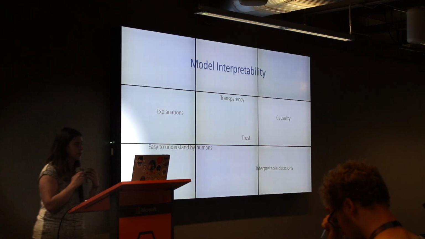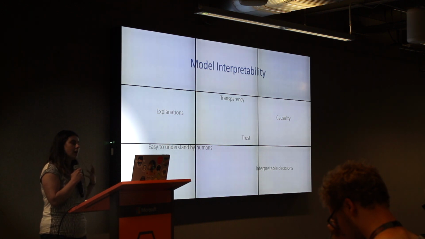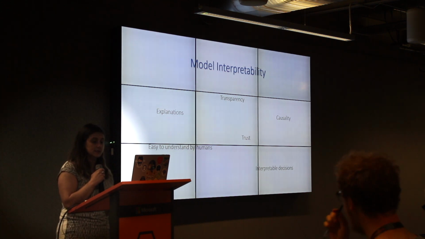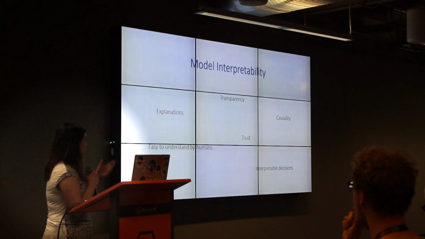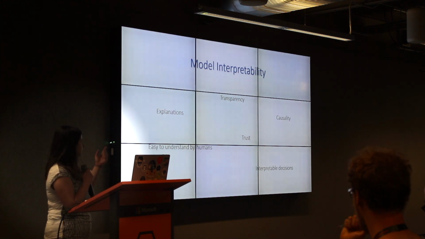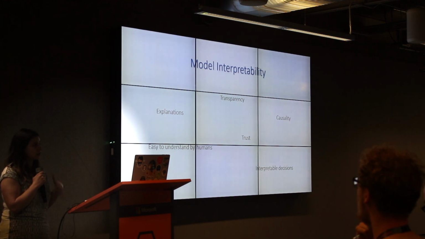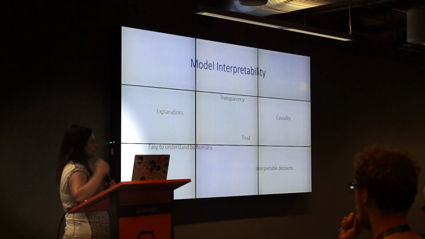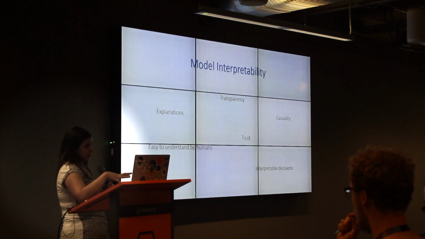Transparency, so knowing how the models that we deploy out in the world operate in unforeseen circumstances, is very, very important. Causality, again, is very important, and it's something that is not touched very much in data science. And it's about being able to take interpretable decisions.